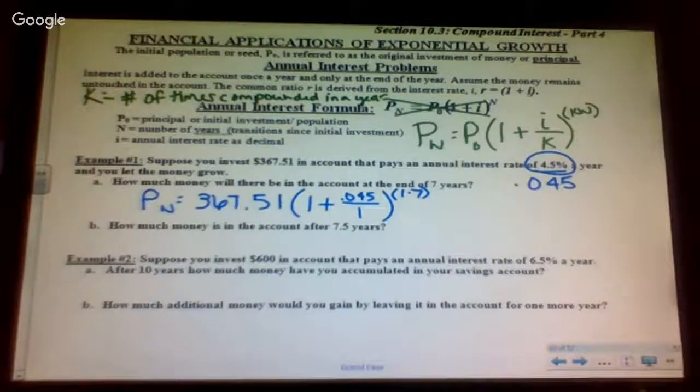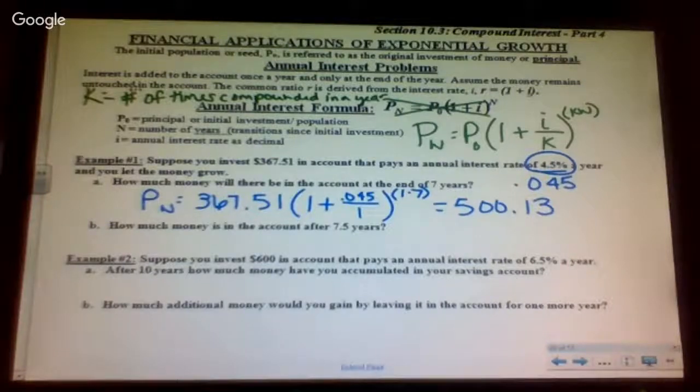Okay. How much money is in my account? You said 500 and what? $500.13. Okay. You don't even have to plug in anything for Part B. How much money is in the account after 7.5 years? Your answer is going to be exactly the same.